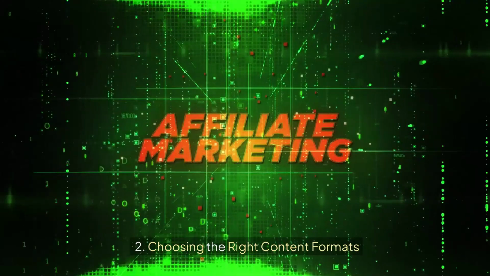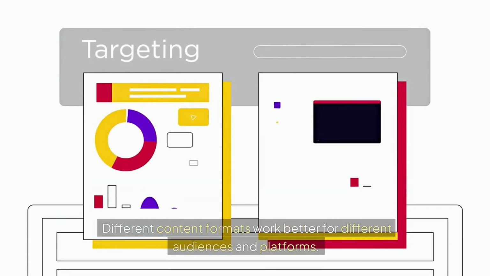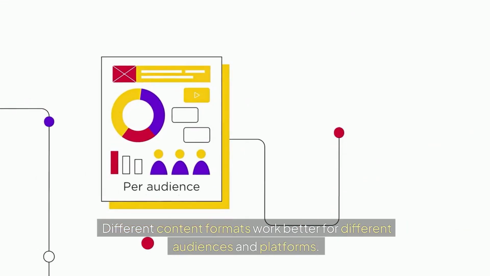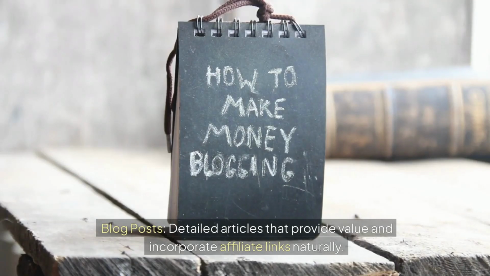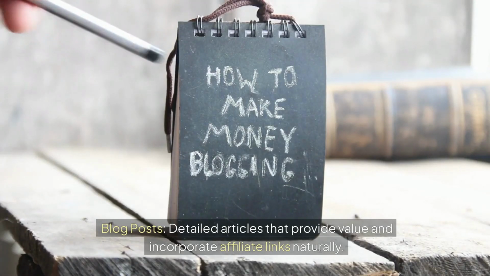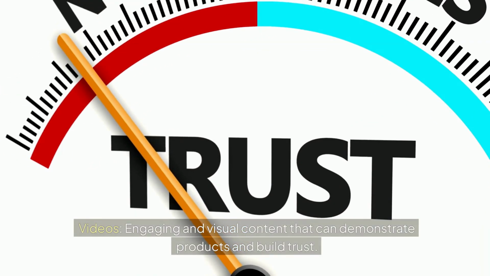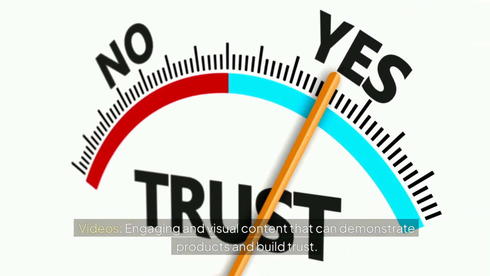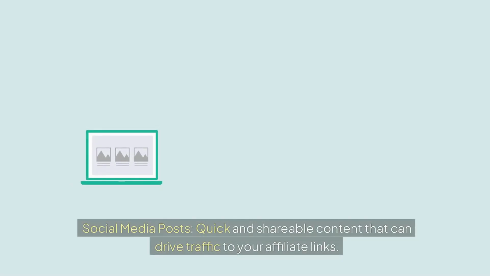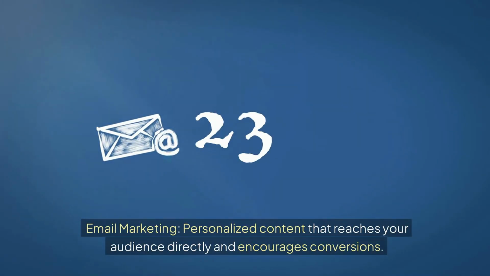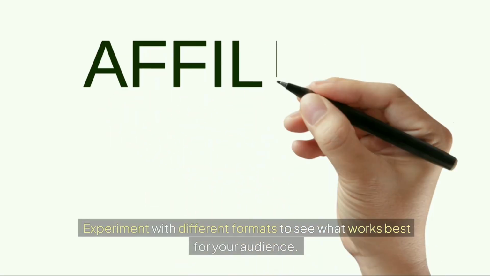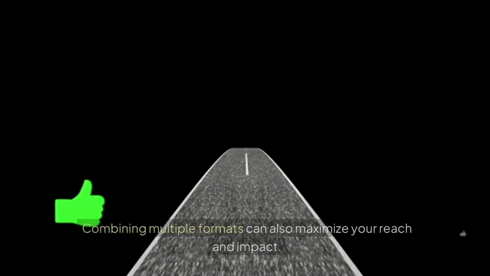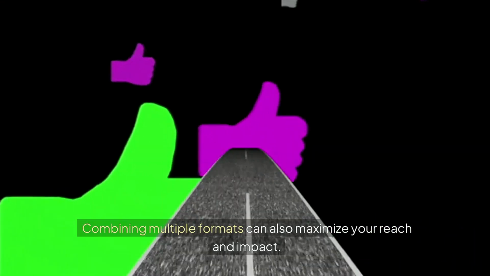2. Choosing the right content formats. Different content formats work better for different audiences and platforms. Here are some of the most effective formats for affiliate marketing. Blog posts: detailed articles that provide value and incorporate affiliate links naturally. Videos: engaging and visual content that can demonstrate products and build trust. Social media posts: quick and shareable content that can drive traffic to your affiliate links. Email marketing: personalized content that reaches your audience directly and encourages conversions. Experiment with different formats to see what works best for your audience. Combining multiple formats can also maximize your reach and impact.